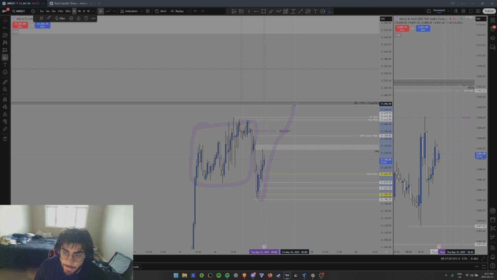I want to see it go all the way back up, take this breaker block, fair value gap, liquidity zone right here, and then go back down. And I'll tell you why in a second.